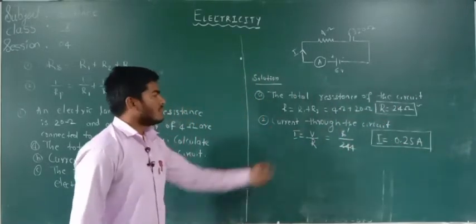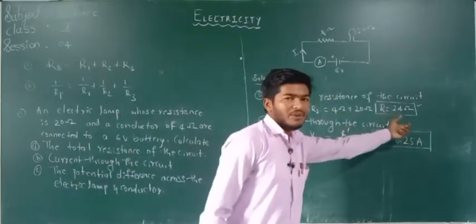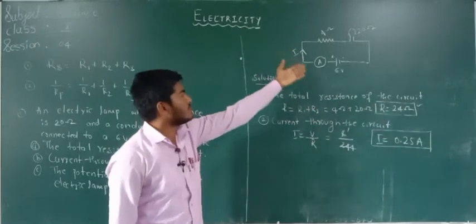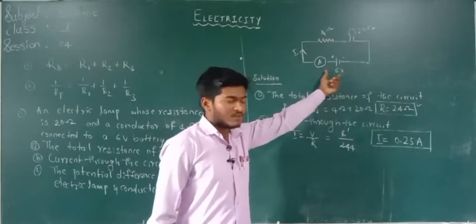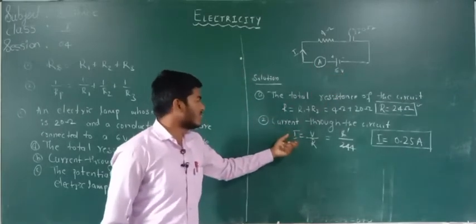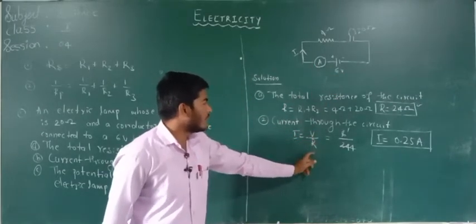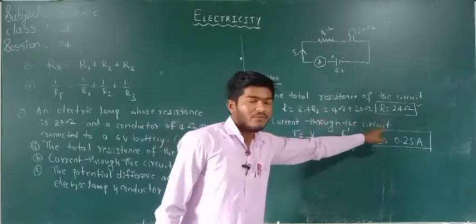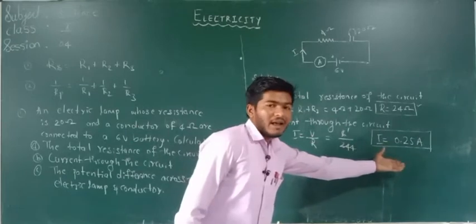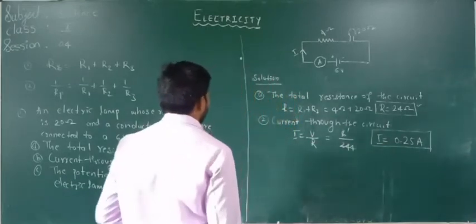Isn't it? Because the total resistance of the circuit is 24 ohm and the potential difference of the battery is 6 volts. Therefore, the total current through the circuit I is equal to V divided by R, where V is equal to 6 volts and R is equal to 24 ohms. That's how we get I is equal to 0.25 ampere.